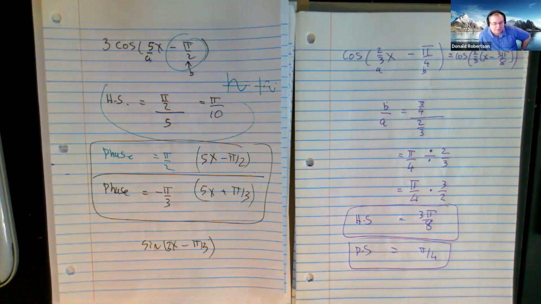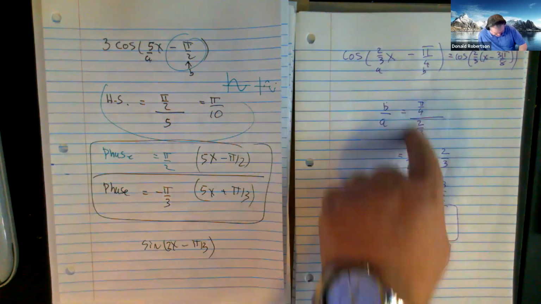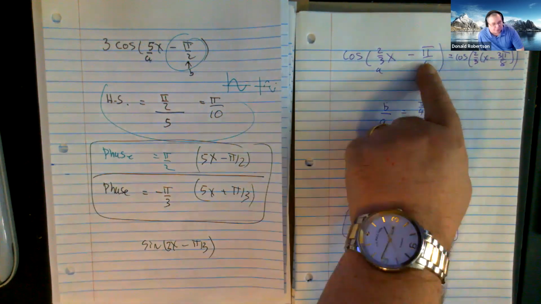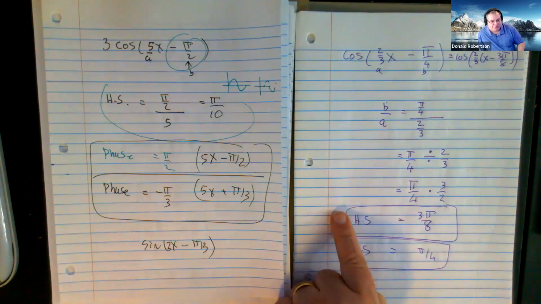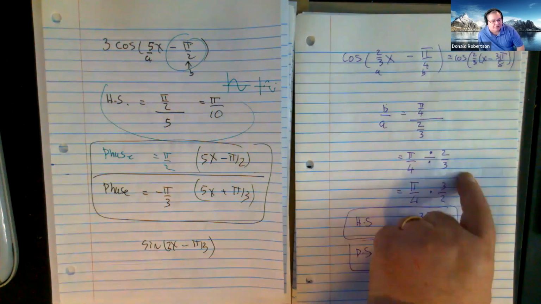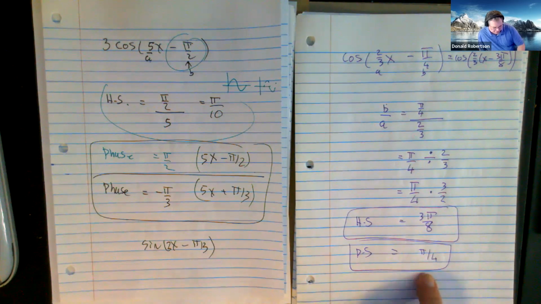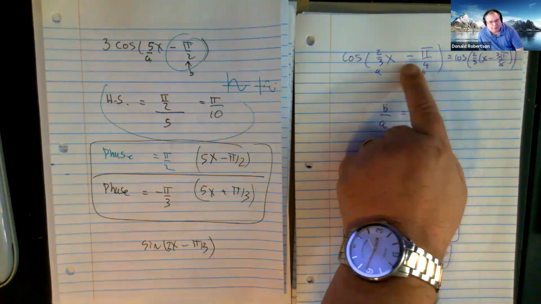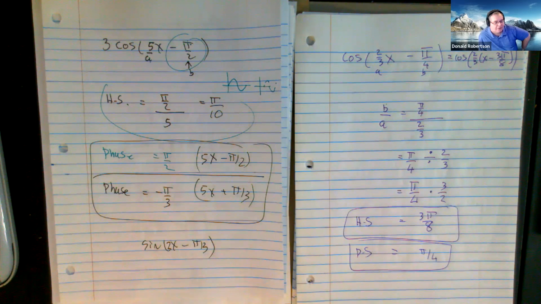Are we good? So the horizontal shift is the shortcut, and the phase shift is you don't do anything. So for horizontal shift, you have to do a whole load of calculations. Phase shift is just that number, well, with a plus in front of it.